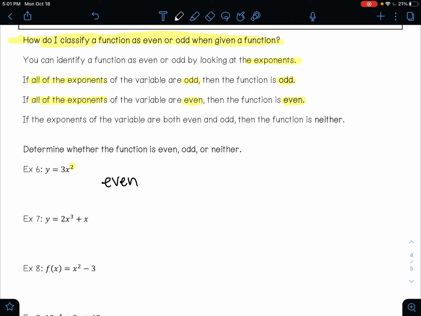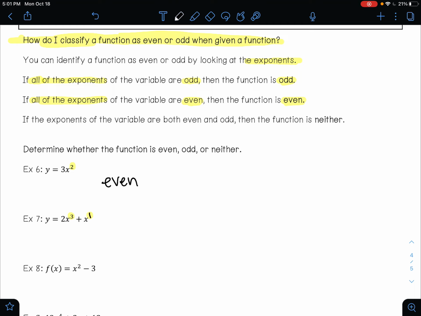On example 7, I have 2 terms, each with a variable, so I'm going to have 2 exponents to look at. For 2x cubed, my exponent is 3. What is your exponent for x? Your exponent for x is 1.